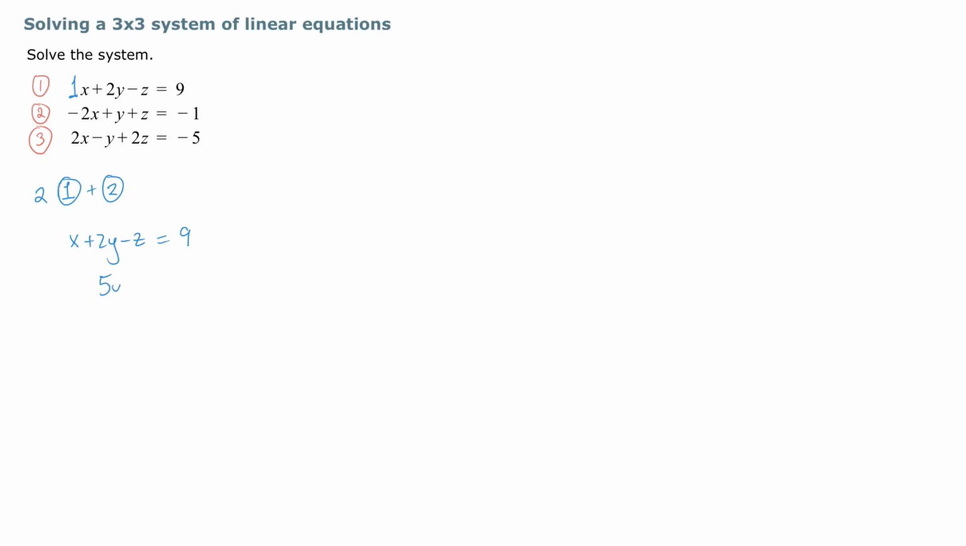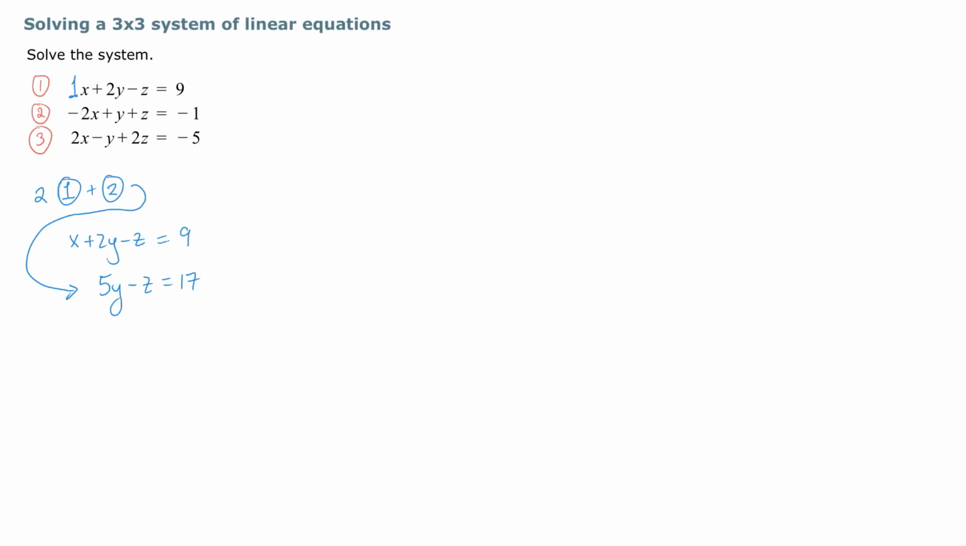So I get 5y. And then we have negative 2z plus a z, so we have minus a z. And then we have 18 minus 1, so we get 17. I'm going to go ahead and do that. Oh, let me point to what I just did. I went ahead and did that. So I really changed equation 2. So I really have a new equation 2.